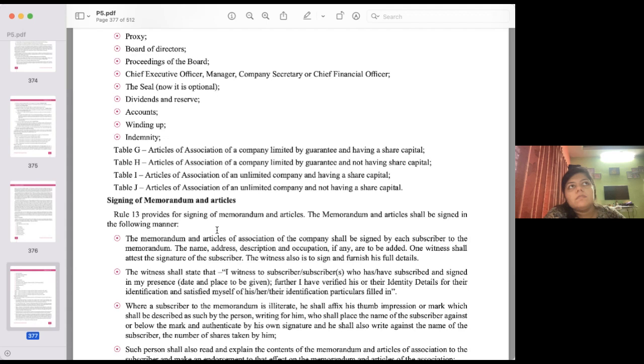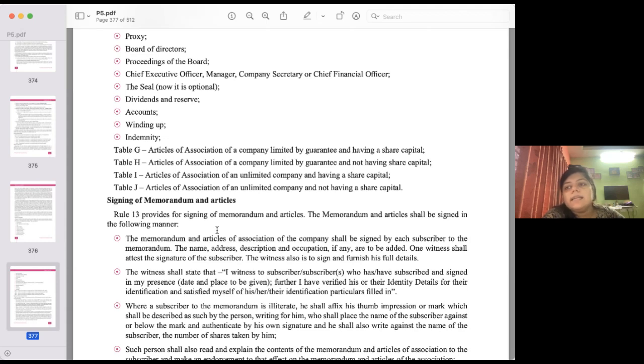Now, the fact that it has been made optional means whether you use that rubber stamp or not is completely up to you. If you don't use a rubber stamp, that's also fine. But if you want to use the rubber stamp, you have to accompany it with the signatures.